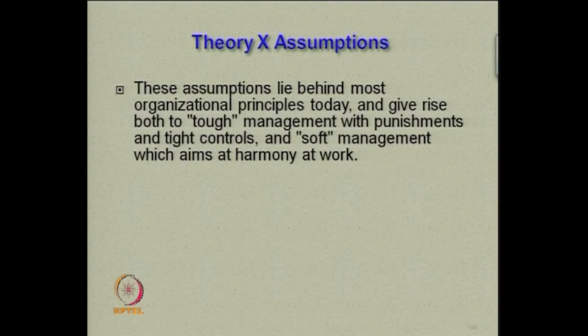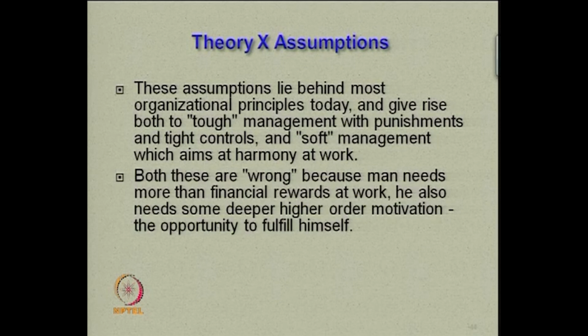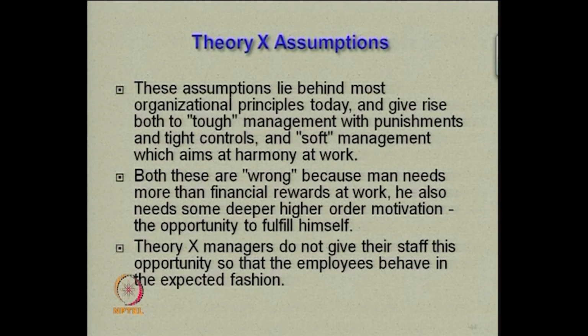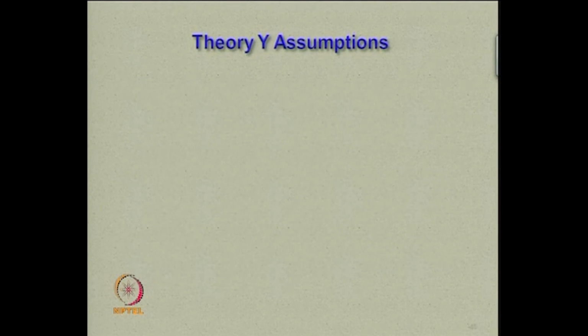These assumptions lie behind most organizational principles today and give rise to tough management with punishments and tight controls, and soft management which aims at harmony at work. Both these are wrong, because man needs more than financial rewards at work. He also needs some deeper and higher order motivation, the opportunity to fulfill himself, and that is the critique of theory X.